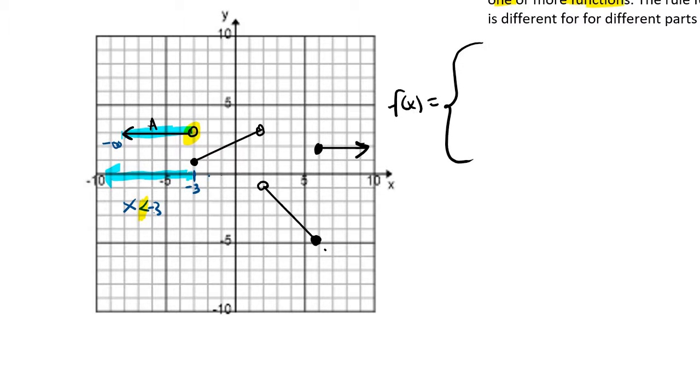Now you can see that's just a horizontal line that's defined by y equals whatever the value of this point is. So that portion is simply y equals 1, 2, 3, y equals 3. So I'm going to write that as f of x equals 3. And then the domain for that part is from negative infinity all the way to negative 3, or x is less than negative 3. Okay, we're done with part A.